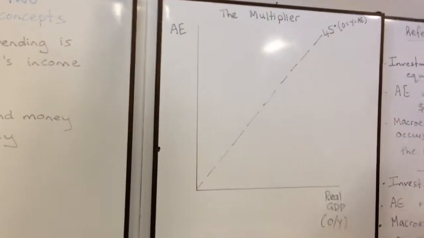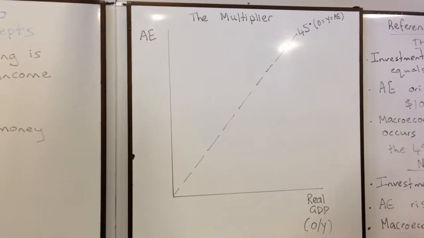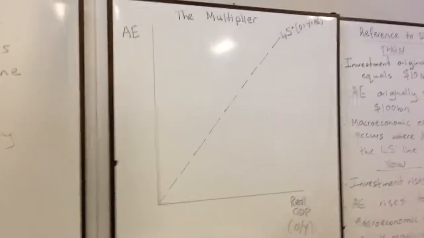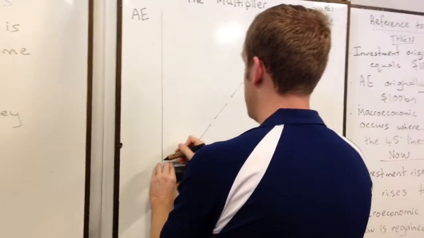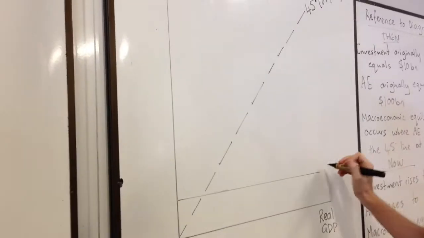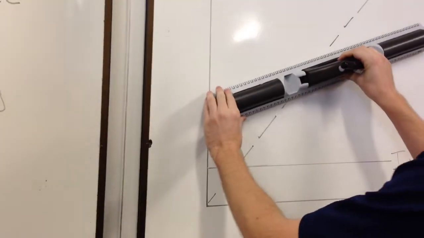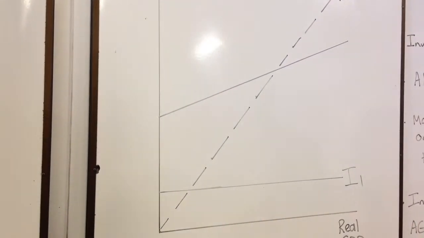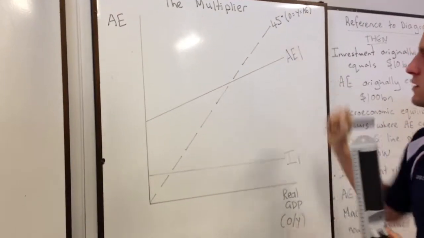That 45-degree line represents macroeconomic equilibrium, which is any point at which output is equal to income is equal to aggregate expenditure. So what we'll do first of all is we will put in the original level of investment in the economy. We'll just call that I1. And the original level of aggregate expenditure in the economy, we'll call that AE1.